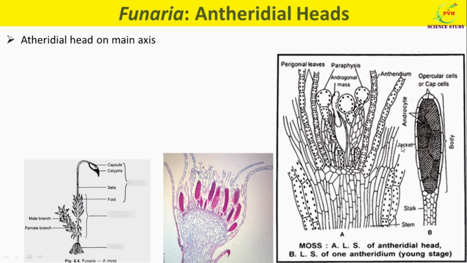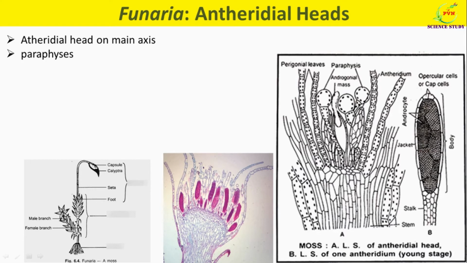As you can see here, the antheridial head consists of the male sex organ called antheridium. So this is the antheridium, which is borne in clusters at the apex of the main axis. These antheridia are intermingled with long sterile hair-like structures known as perigonial leaves or paraphyses.